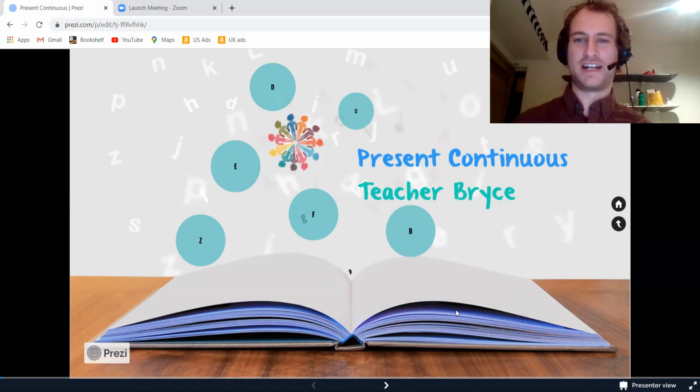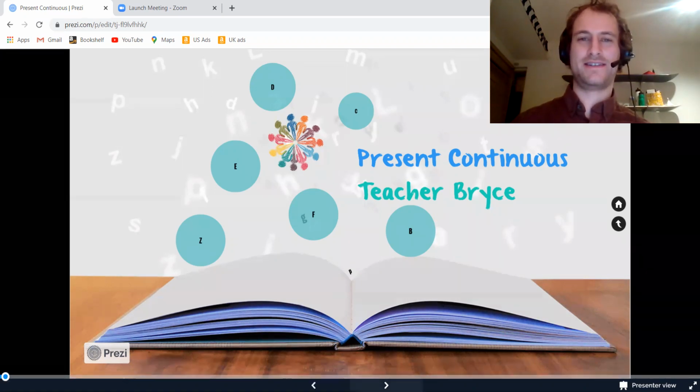Today we're going to be looking at another grammar point. We're going to be looking at the present continuous, which is one of our 12 English tenses. So come along with me and let's take a look at the present continuous tense.